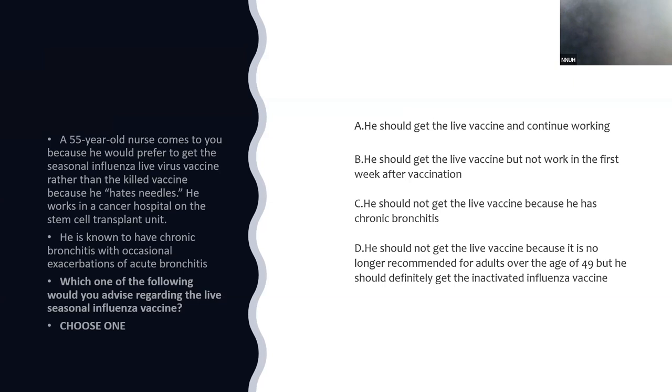Choose one. A, he should get the live vaccine and continue working. B, he should get the live vaccine but not work the first week after vaccination. C, he should not get the live vaccine because he has chronic bronchitis. D, he should not get the live vaccine because it is no longer recommended for adults over the age of 49, but he should definitely get the inactivated influenza vaccine.